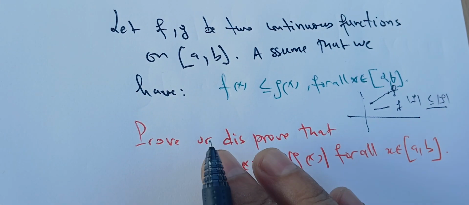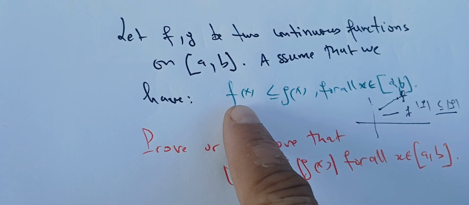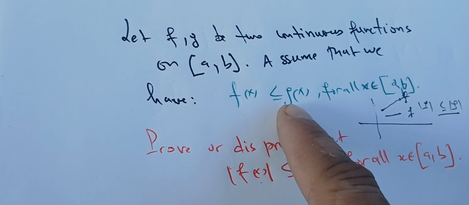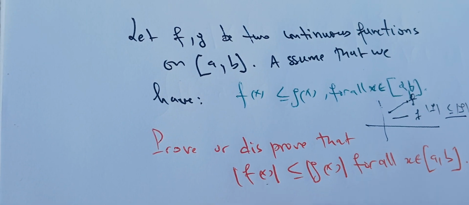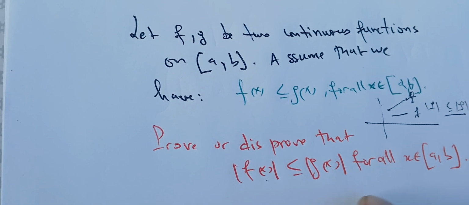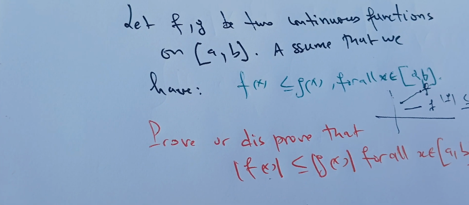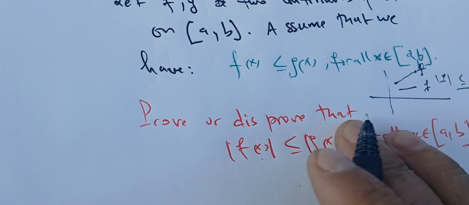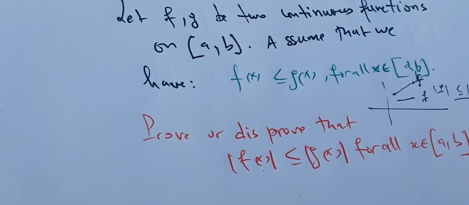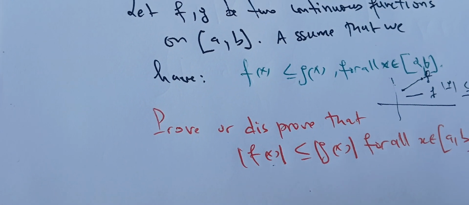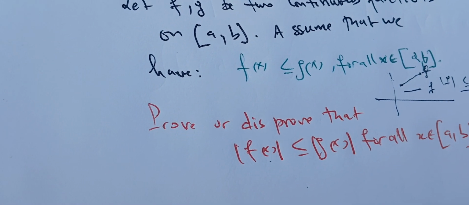To show that this is not true, we need to find an example where we have f of x less than or equal to g of x in some interval that we're going to choose, but the absolute value of f of x is bigger than the absolute value of g of x for all x's in [a, b]. So the key here is that we have to find some simple functions to prove that this statement is false. We're going to choose f and g as simple functions to show that this statement is not true.